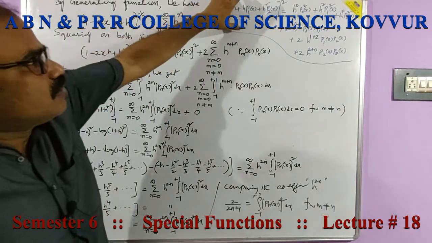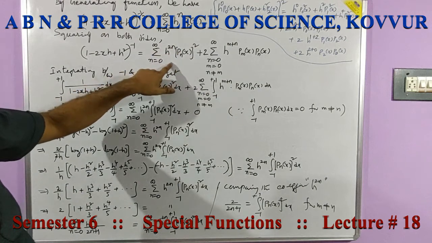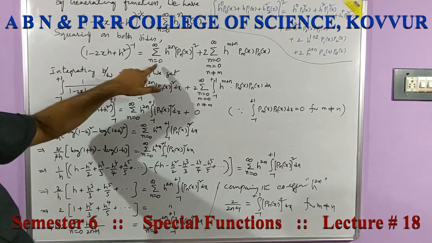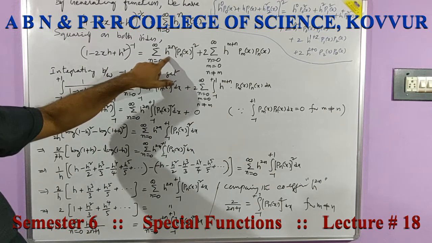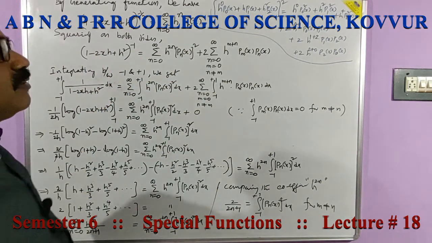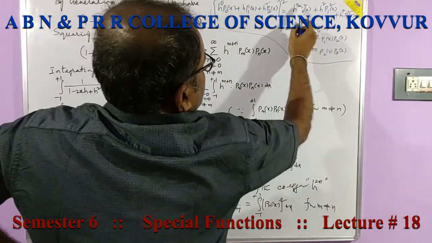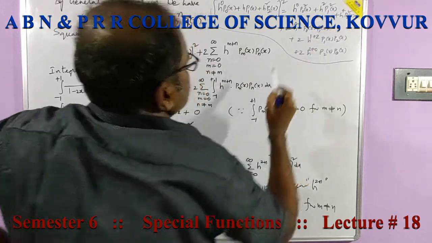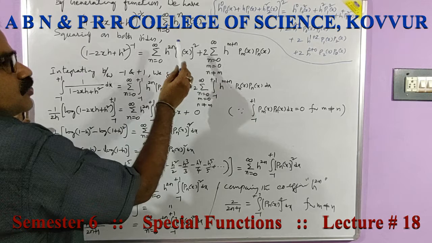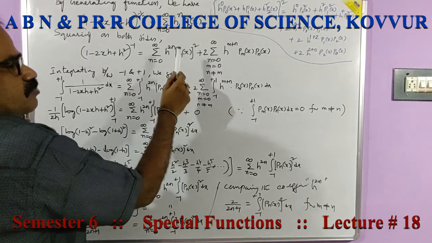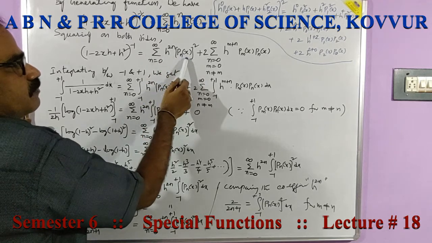Applying the same elaboration for an infinite number of terms, what you get is sigma n equals 0 to infinity h power 2n (Pn(x)) whole square. These are the square terms: P0 square x, P1 square x, P2 square x, P3 square x, P4 square x, P5 square x, up to an infinite number of terms.